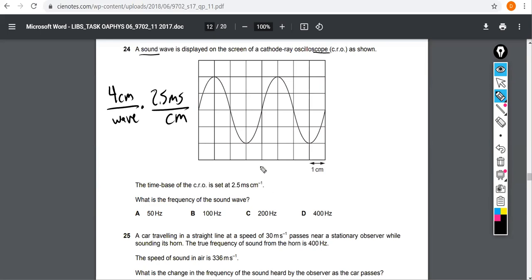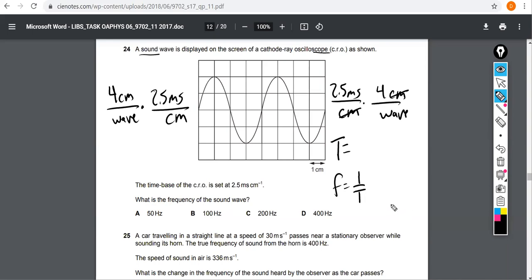If you know the time base setting, you could start the calculation by going, if I've got 2.5 milliseconds per centimeter, and now I look at 1, 2, 3, 4 centimeters per wave, you see it doesn't matter what order you multiply these two. The commutative property of multiplication, little academic language review, you're welcome. Now we've got how many milliseconds per wave. You may recall that if we know the time per wave, we call that the period of the wave. And if we want to know the frequency, there's a simple relationship between period and frequency. So we're kind of home free.